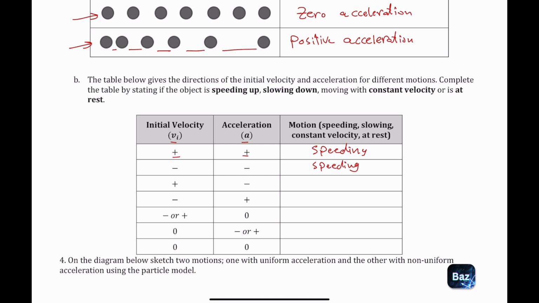If the initial velocity is positive and the acceleration is negative, the object is slowing down. The initial velocity is negative and the acceleration is positive, so the same thing, slowing down. Negative or positive initial velocity and the acceleration is zero, so the object is moving with a constant velocity.